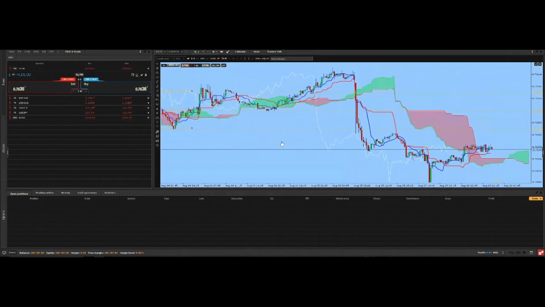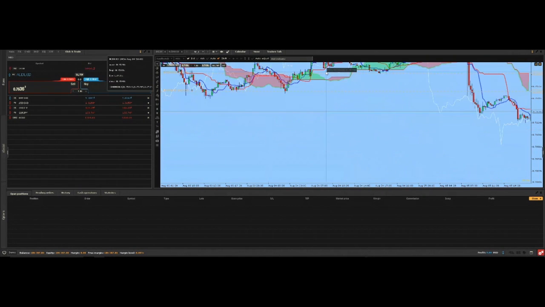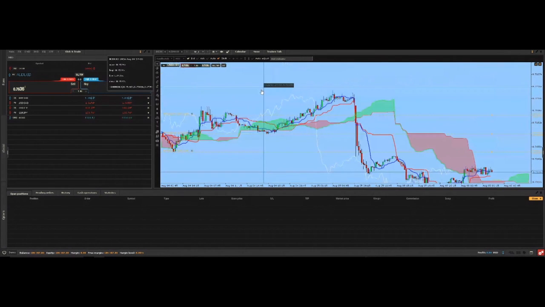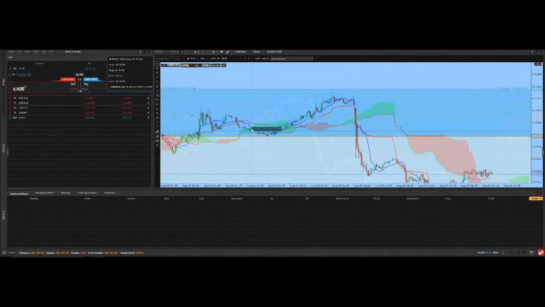Consolidating, sideways movement, congestion, whatever people call it. It's just the price moving in a very small range. You can see here, it looks like it's just trending upward, but really this movement is nothing but a mere, we'll go swing high to swing low here. There you go. It's just a mere 47 pips.